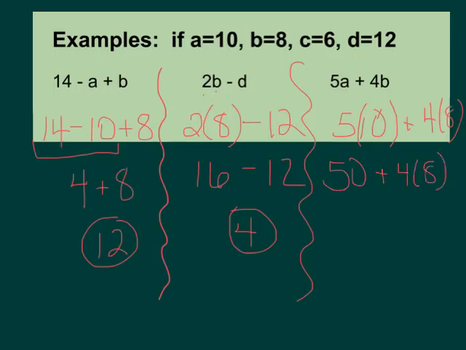Now what steps are left? We have, again, an addition and a multiplication. We need to do that multiplication first. Bring down the 50 and the plus sign. 4 times 8 is 32. 50 plus 32 is 82. So the value of this expression, given A equals 10 and B equals 8, is 82.